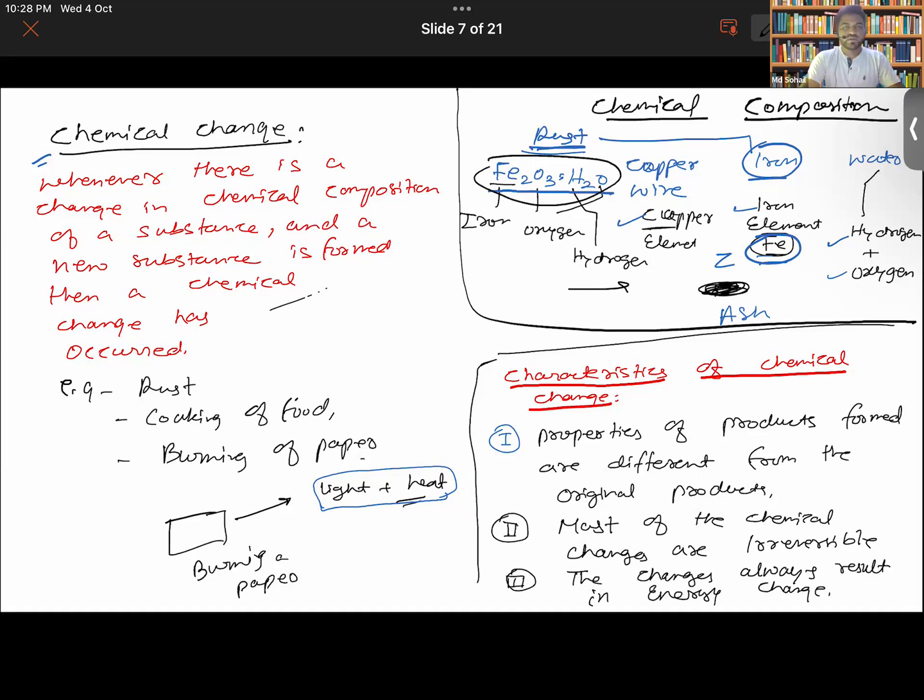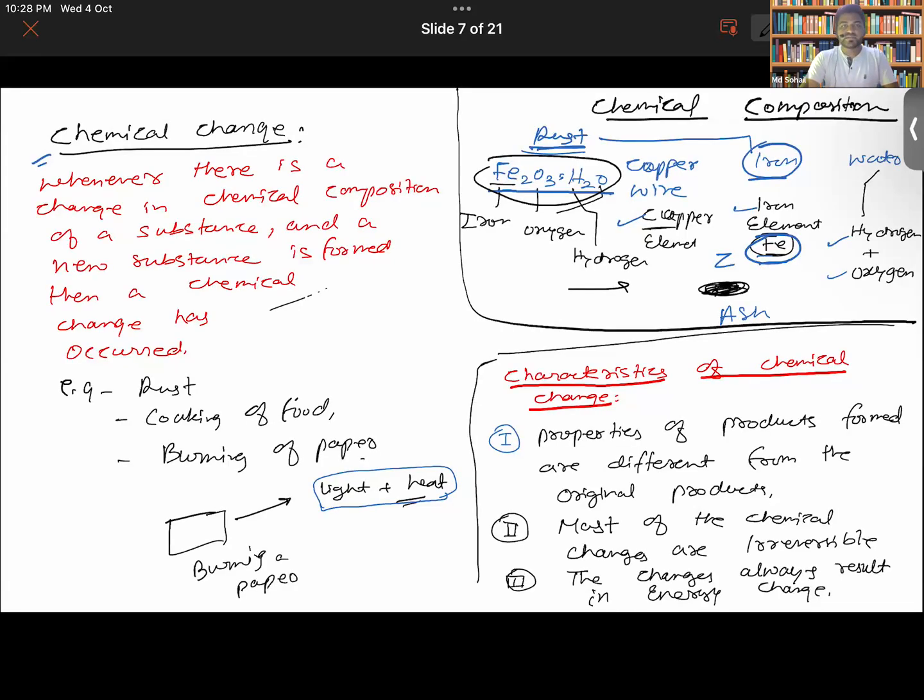Dissolving sugar in water. Chemical? Look here. Dissolving sugar in water? No, that won't be an example of chemical change. Have we noted it somewhere as a chemical change? No, that is just a change, not a chemical change.